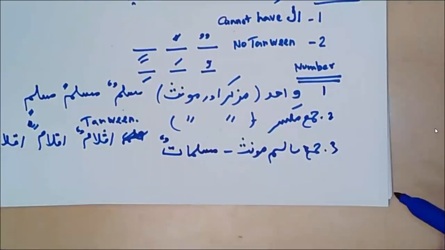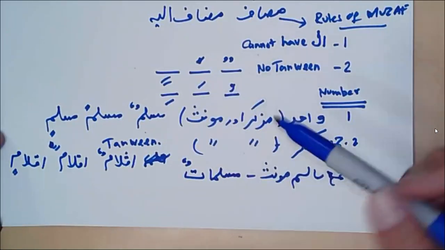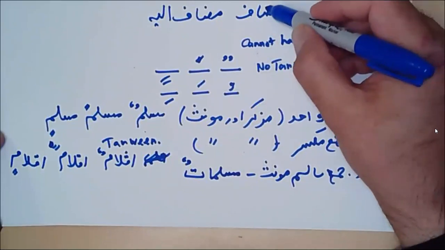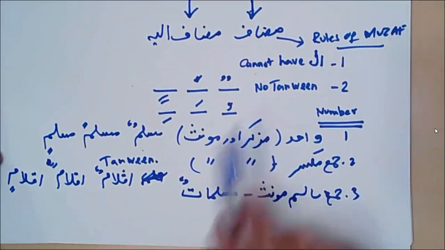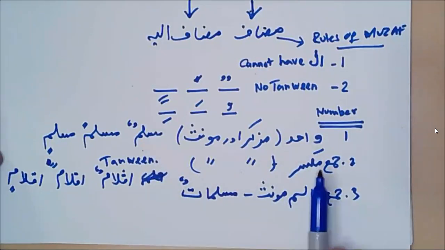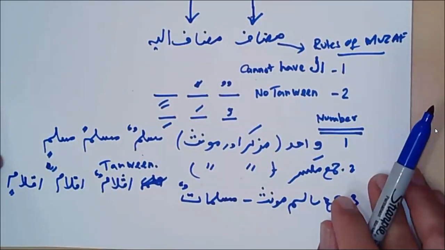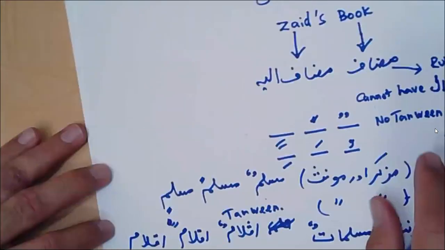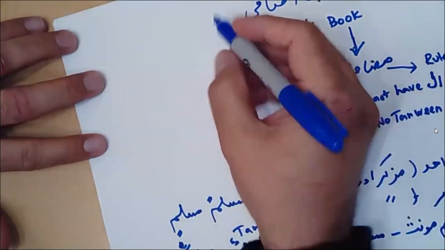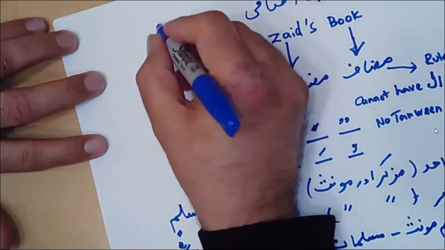One, two, three. So we know that the mudaf cannot have tanween. And we know that in wahid we have tanween, in jama mukassar we have tanween, and in jama salim muannas we have tanween. Can we remember that? So what are we left with now? We are left with musanna. Who remembers musanna? What is musanna?